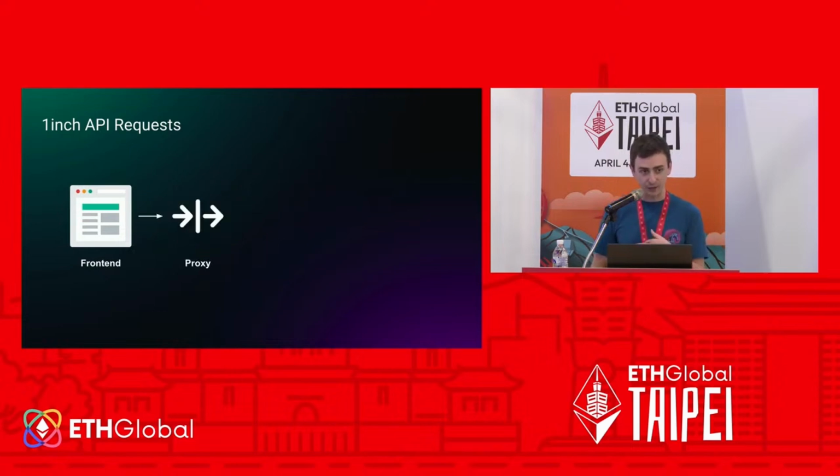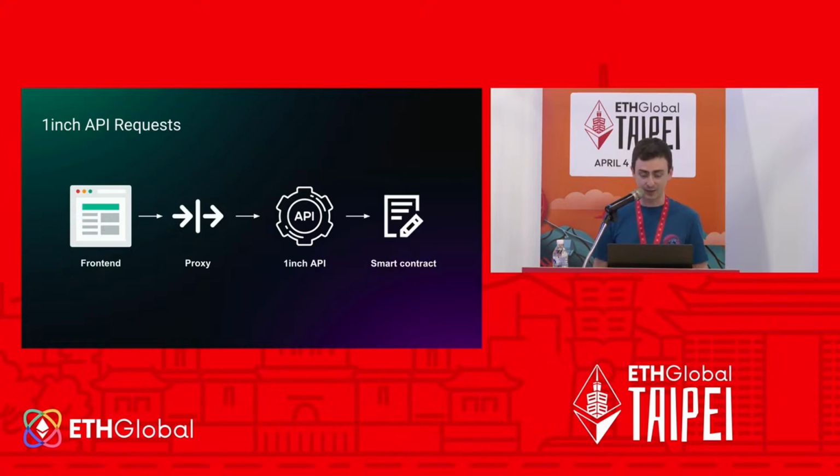To get around that, you need to use some kind of proxy, something that masks the API key that would normally be accidentally shared with any user going onto your website. Once you have that proxy in place, it will talk to the 1inch API, and then you can do anything you want after that, like smart contract calls with the call data.